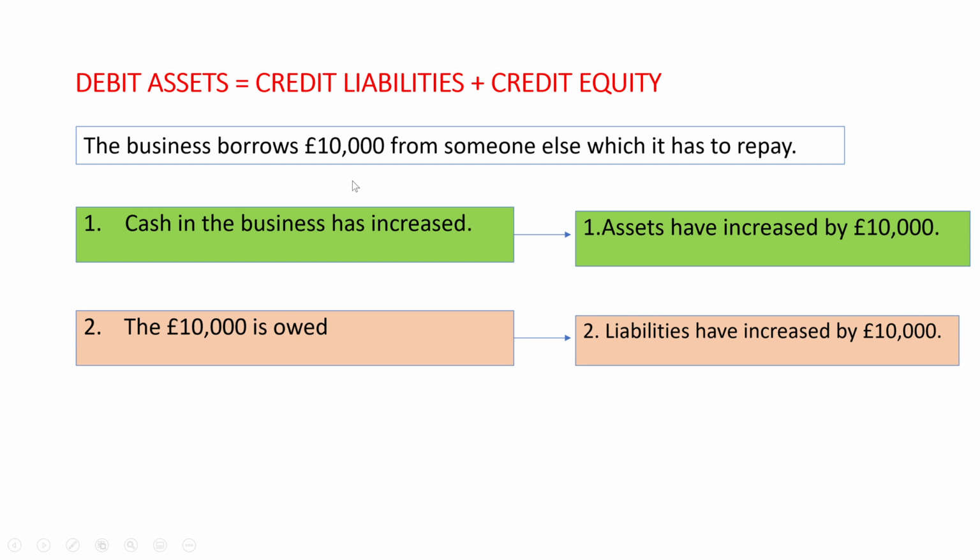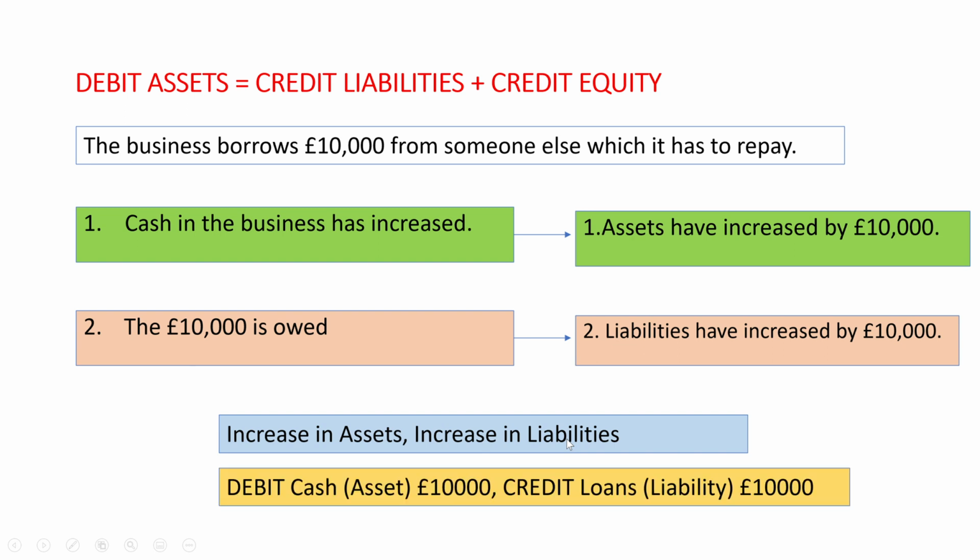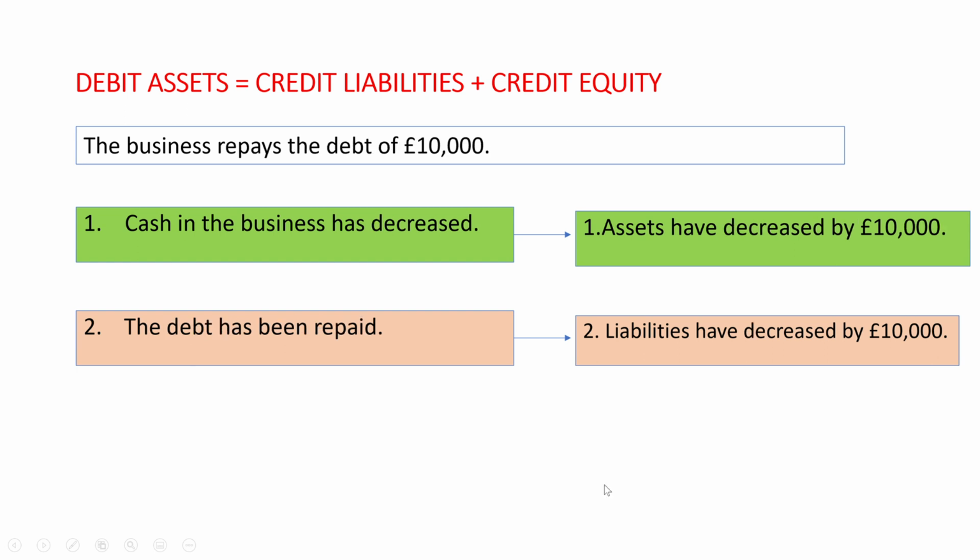So when the business was borrowing money from somebody else, we saw an increase in assets of 10,000 and an increase in liabilities of 10,000. So can you guess what double entries we do? Increase in assets, we're debiting assets, and increase in liabilities, we're crediting liabilities. So debit assets 10,000, credit liabilities or loans £10,000. Okay, so there's a balance. The sum of credits is equal to the sum of debits and vice versa.